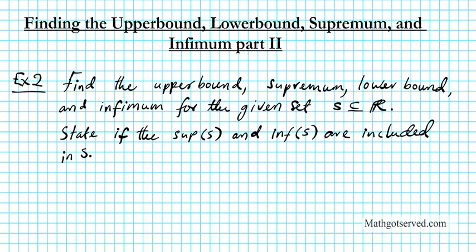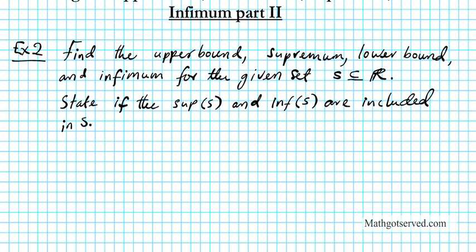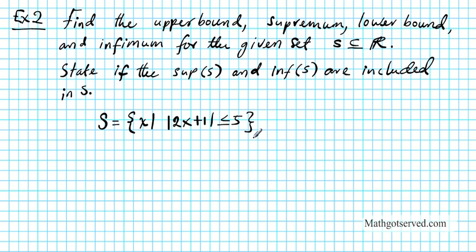So in this problem, the example S is the set of x such that the absolute value of 2x plus 1 is less than or equal to 5. Let's start by finding the upper bound. But even before that, I want to look for the set of x's that satisfy this inequality. To do that, I'll simply solve this absolute value inequality.